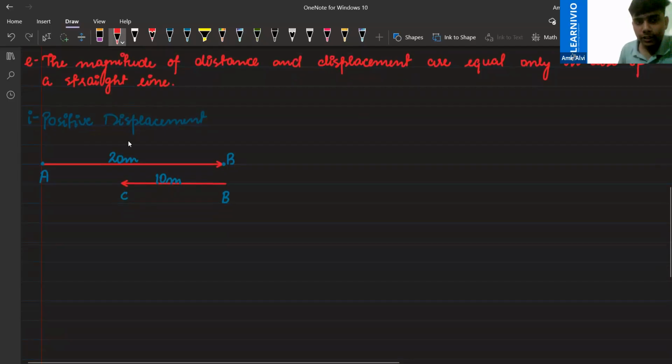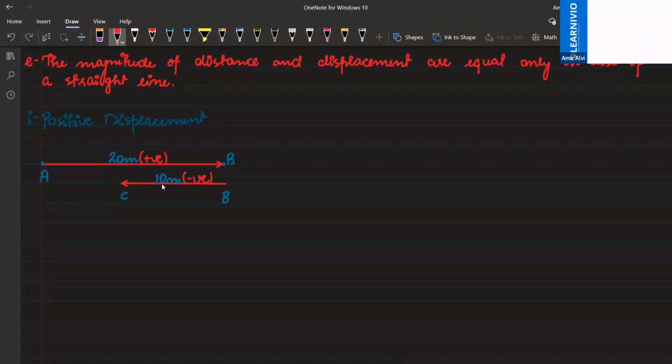Is everyone listening? If it's 20 meters, if I'm going in this direction, I'm going to assume that it is positive, because generally we assume that it is positive on the right hand side, and this one would automatically become negative. In that case, the distance will always be greater than zero, and it will always add up, coming out to be 30 meters.